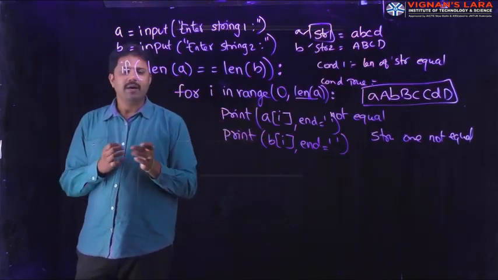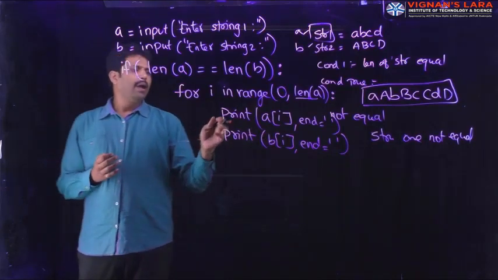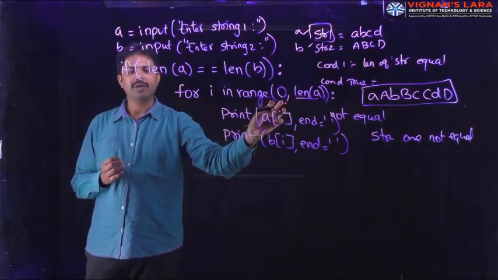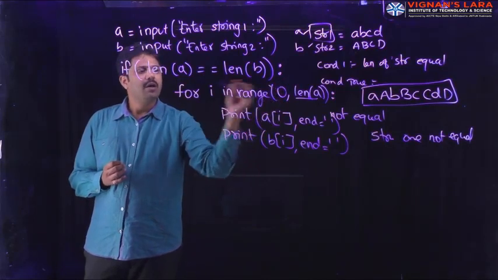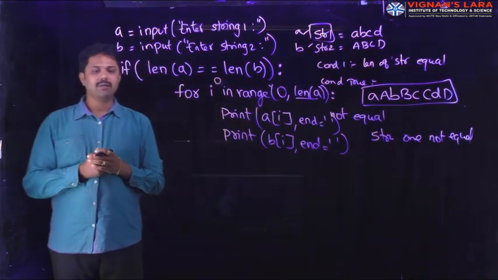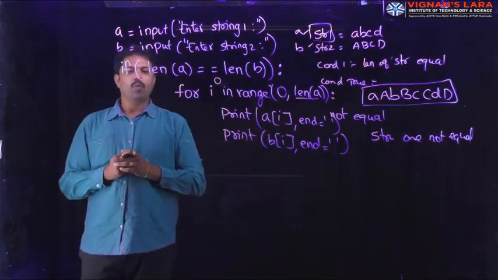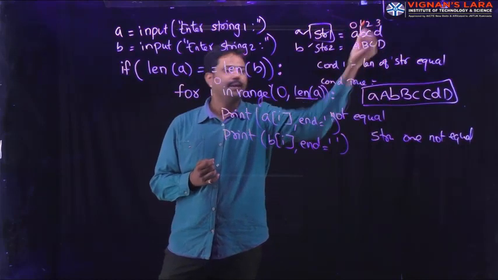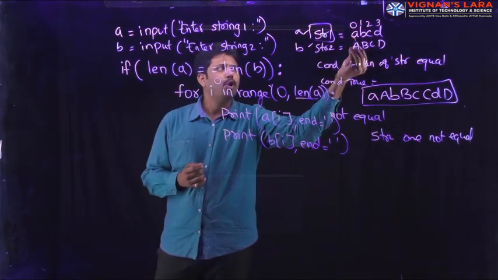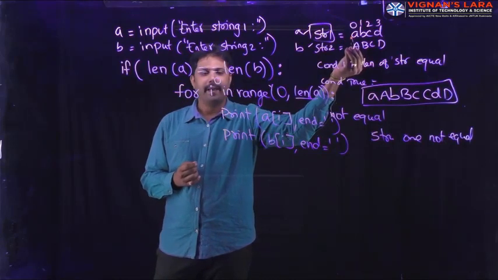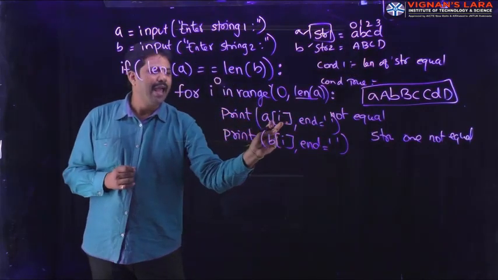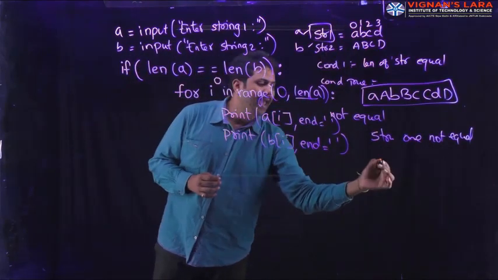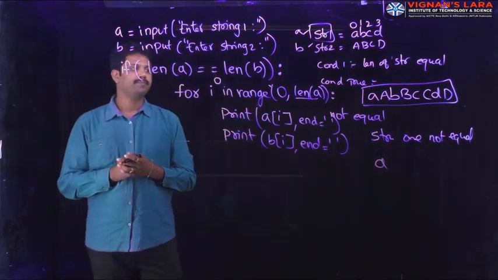A of i. For example, here initially i value is 0. That means we have to take i value as 0. A of 0. What is A of 0? For example, in this string I am taking, the indexes are 0, 1, 2 and 3. A of 0 means small a. That means I am printing A of i, where i means 0, so A of 0 is nothing but small a. It prints small a like this.